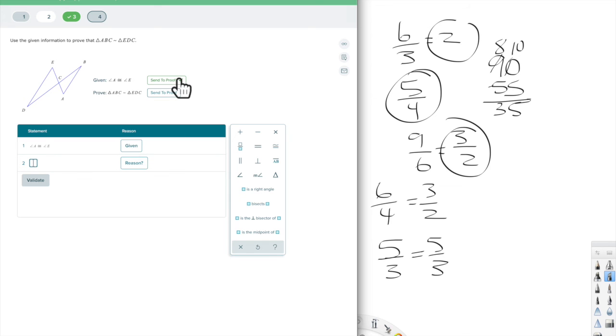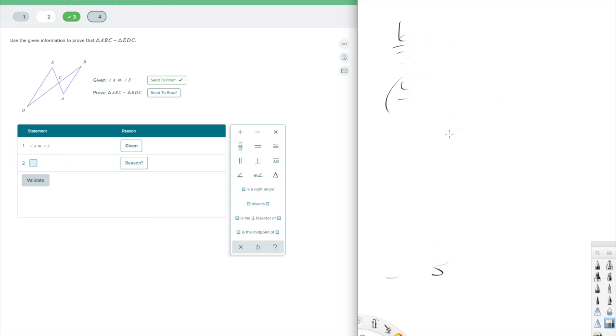So I'm going to draw this guy really quick because this is a little easier. So we want to prove that they're similar. That's what this little wavy piece means. It means similar, not the same, not congruent, similar. So E, C, D, A, B, and we know that A is congruent to E. They told us that already.